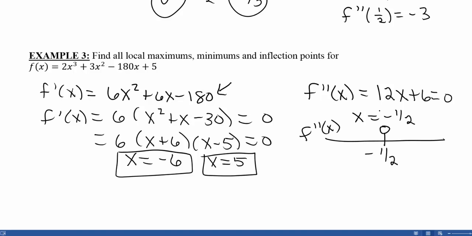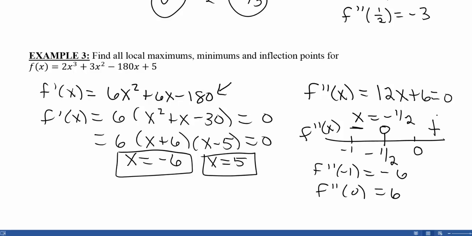Again, I want to test something to the left, and I want to test something to the right. If I plug in something to the left, I can test negative 1. If I plug negative 1 into the second derivative, I get 12 times negative 1 plus 6 gives me negative 6. So to the left of negative 1/2, my second derivative is negative. So that means that I'm going to be concave down. I also want to test something to the right of negative 1/2. So I'm going to use 0. If I plug in a 0 into my second derivative, I'm going to get positive 6. So that means to the right of negative 1/2, I'm concave up.